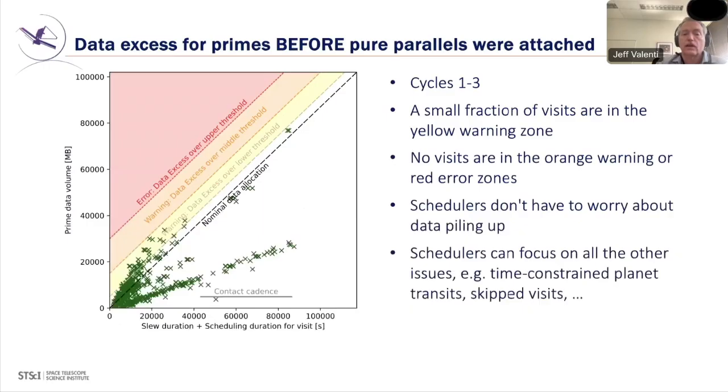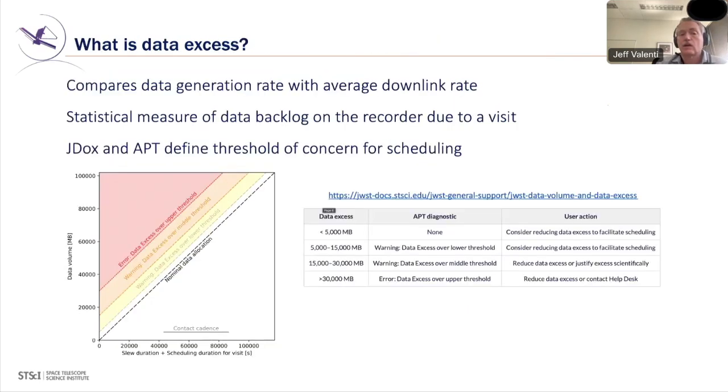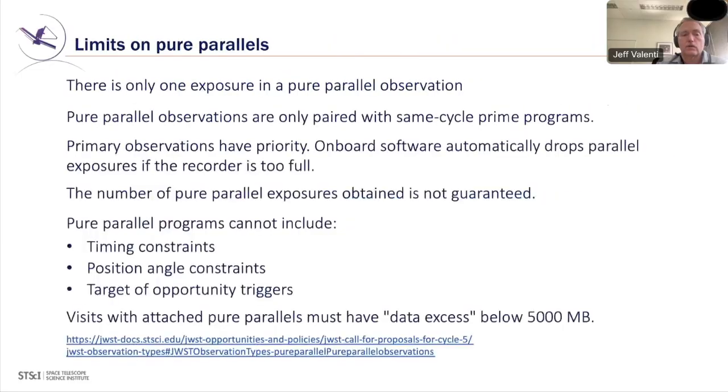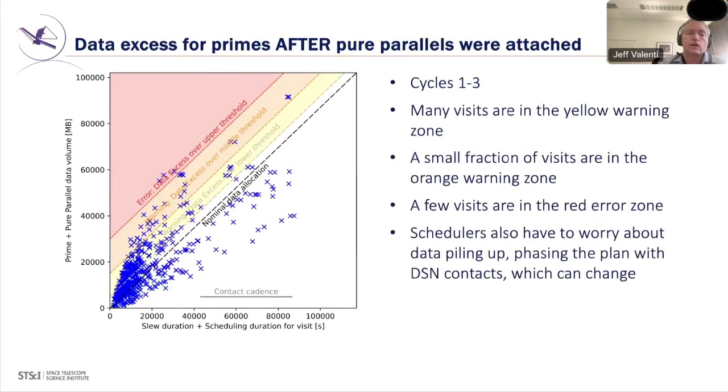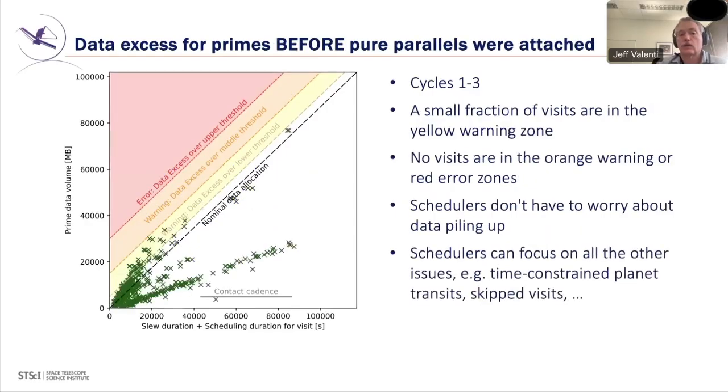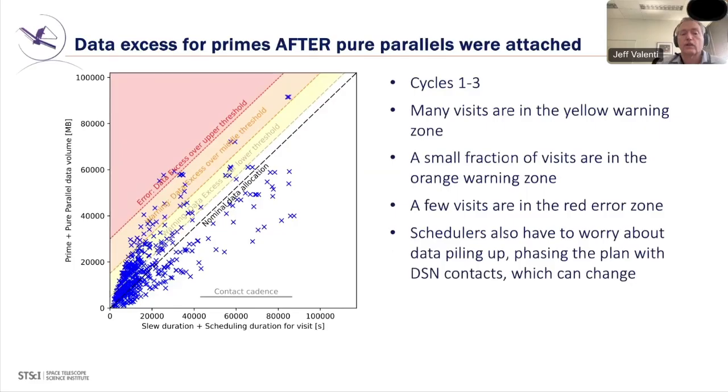This was the data excess in cycles 1 to 3 for the primes before the pure parallel programs attached to the primes. Oops, wrong way, sorry. Here it is. And this is the data excess after. So you can see that one of the resources that pure parallel observations use is downlink bandwidth. This was all comfortably in the yellow, and now there are some in the orange and even the red.